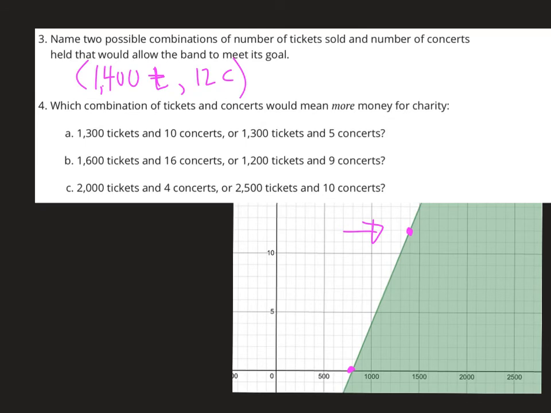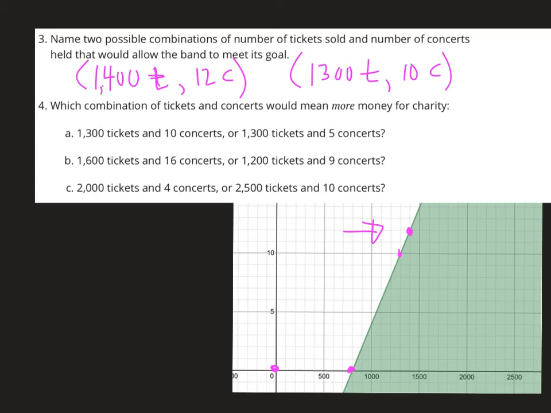What else would allow us to meet our goal? Well, there's another nice point right on the line, and that looks to be about 1,300 tickets and 10 concerts. Allows us to meet the goal. But those are points that are right on the line. Now, I kind of cheated in the fact that I utilized Desmos to get that green area, but really to figure out where I should shade to the left or to the right of that line is just a matter of picking a point. Now, one of my favorite points to pick, as I've mentioned, is the origin.